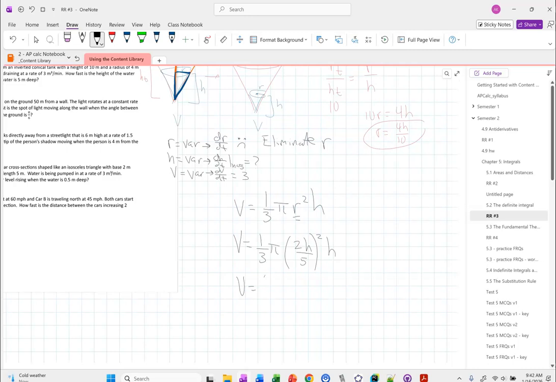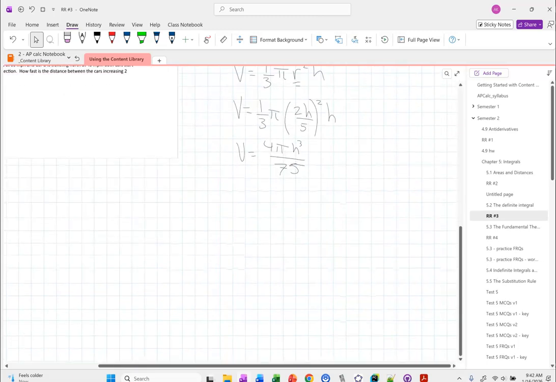So 2 squared is 4. H squared times H is H cubed. 5 squared is 25 times 3 is 75. And now I'm ready to implicitly differentiate because I have no R, which is lovely because I'm not going to create a dr/dt term, and I also eliminate having to use a product property here because I just have H as the only variable on the right-hand side, which is so nice. I like the way it's working.